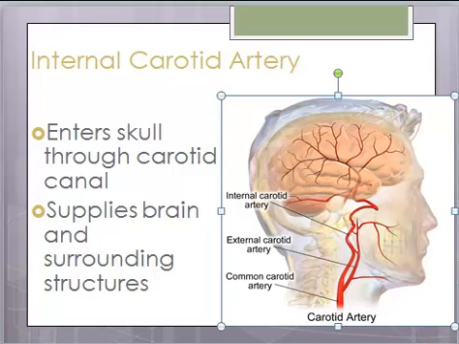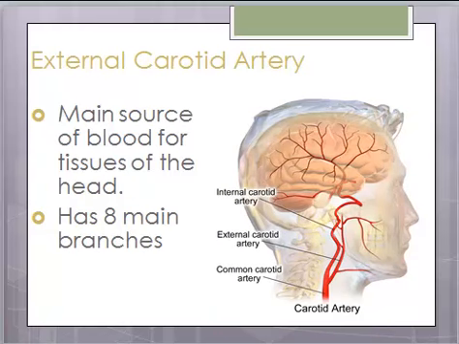It runs slightly lateral to the external carotid artery. And here we can't really see that dimension. We're kind of looking at it as like a superior or a posterior anterior view here. If we were looking at the person straight on at the nose, you would see that the internal carotid artery is a tiny bit more lateral than the external. And the external carotid, it's our main source of blood for tissues of the head, and it has those 8 branches that we talked about.